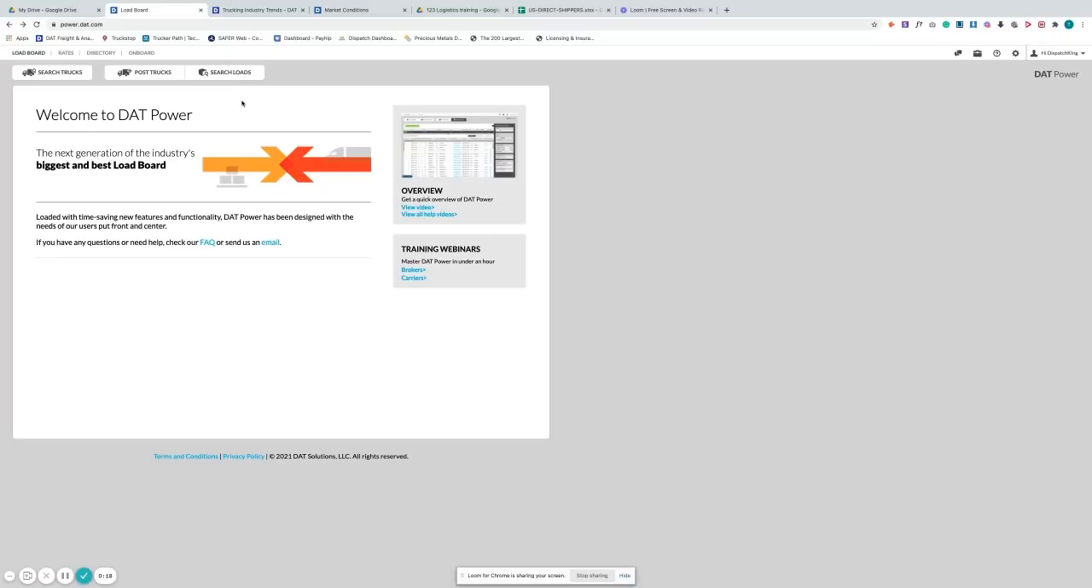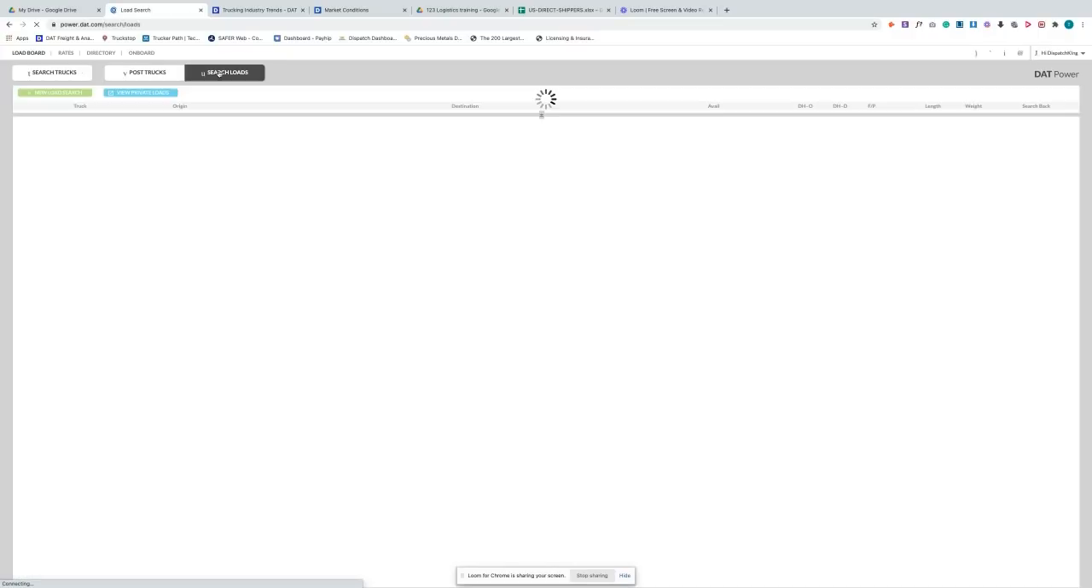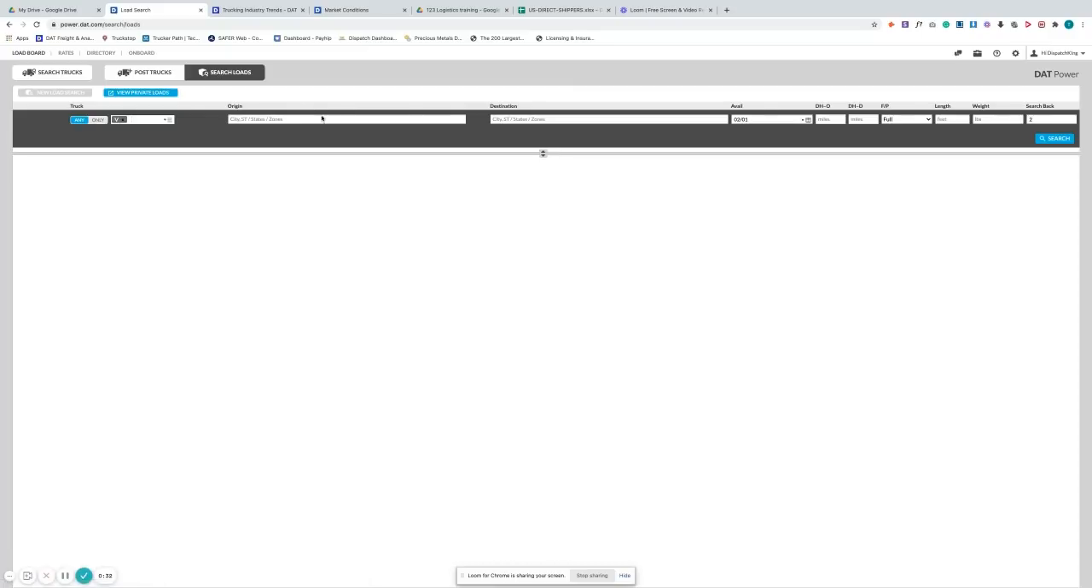So when you first log into the DAT load board, you're gonna see this, and you want to go into search loads. Today we're gonna be looking for a load for a dry van trailer. That's a 53-foot trailer, so I already got it in there. V stands for van. Your origin is where you're coming out of. I'm out of Atlanta, so I'm gonna put it in Atlanta.